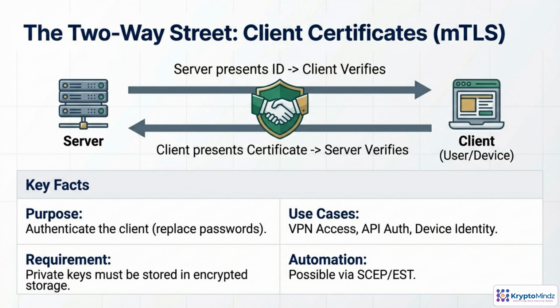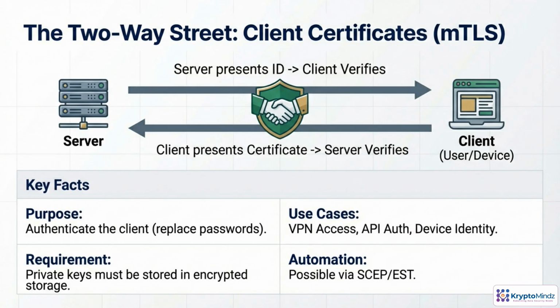Up to now, we've mostly talked about servers proving who they are to users. Mutual TLS simply makes that trust go both ways. In mutual TLS, or mTLS, the server still shows its certificate first and the client verifies it. Then the client also presents its own certificate, and the server verifies that using PKI. If both checks succeed, you know you're talking to the right server, and the server knows exactly which user or device it's dealing with.